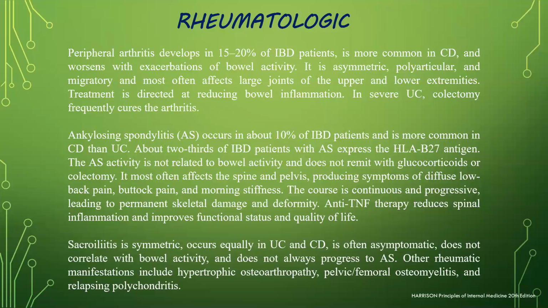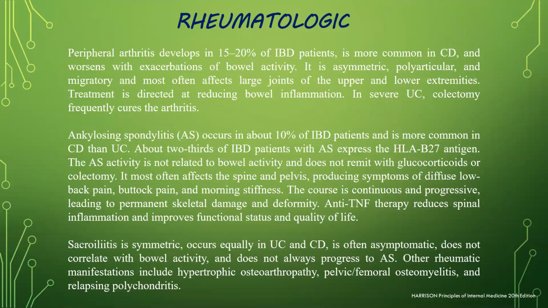Rheumatological presentation can be in the form of peripheral arthritis, which develops in up to 20% of patients with inflammatory bowel disease, is more common in Crohn's, and worsens with exacerbation of bowel activity. It's asymmetric, polyarticular, and migratory, and most often affects large joints of the upper and lower extremities. Treatment is directed at reducing bowel inflammation. In severe ulcerative colitis, colectomy frequently cures the arthritis.